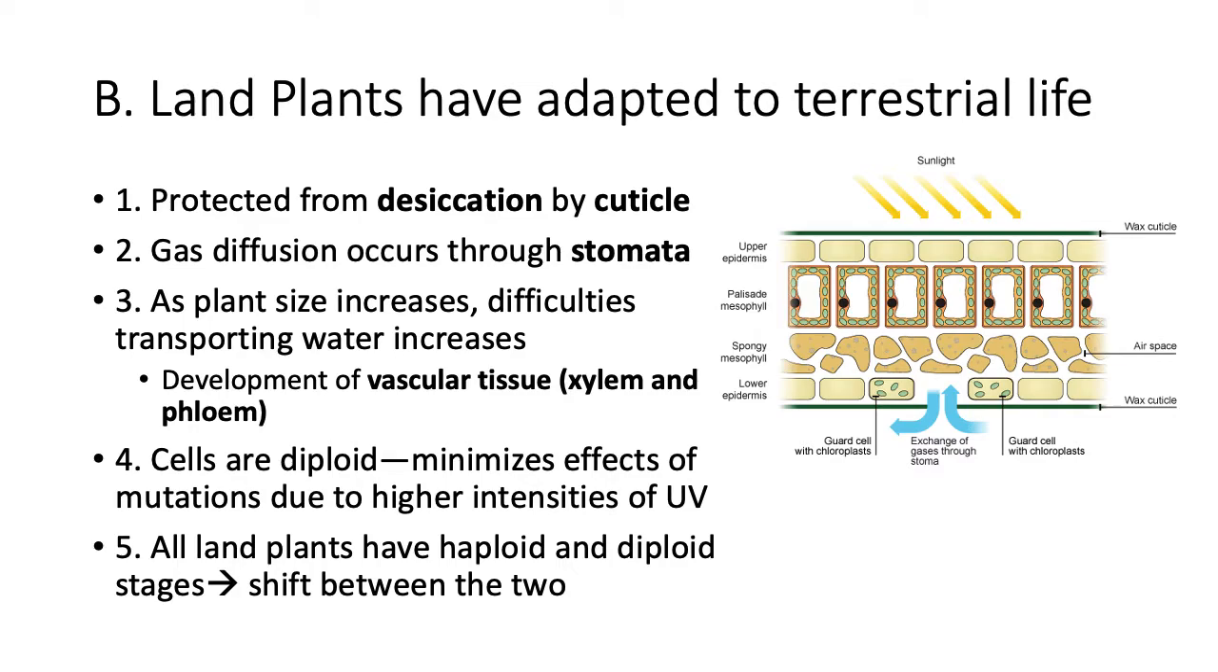With protists and green algae, their main life cycle is haploid. They're usually in a haploid state. But now with life on land, we're going to see cells that are diploid. The purpose of that is to minimize mutations, due to high rates of exposure to UV since you're on land. And so all land plants shift from a haploid to a diploid state and back again. They alternate between those two.